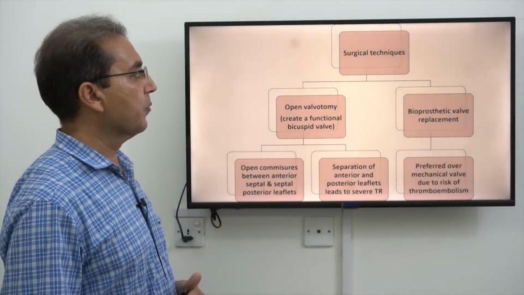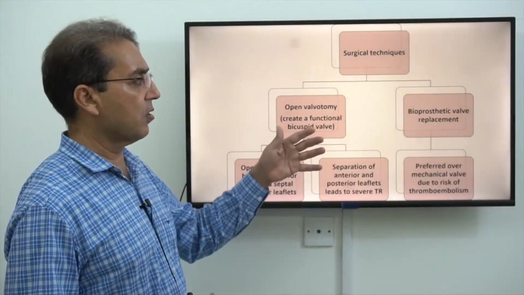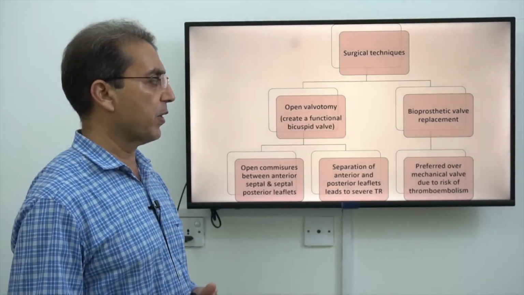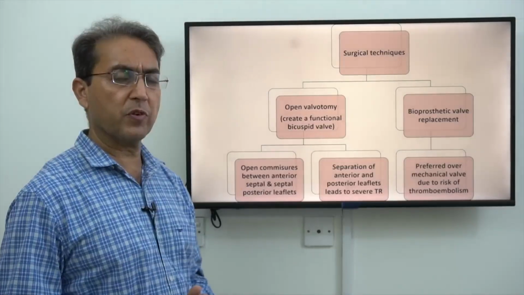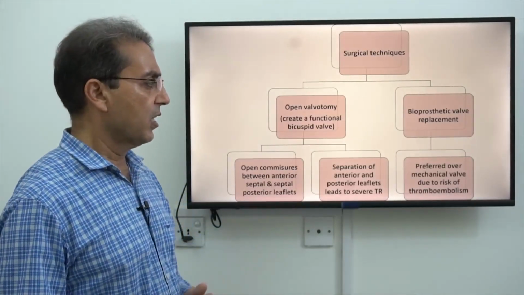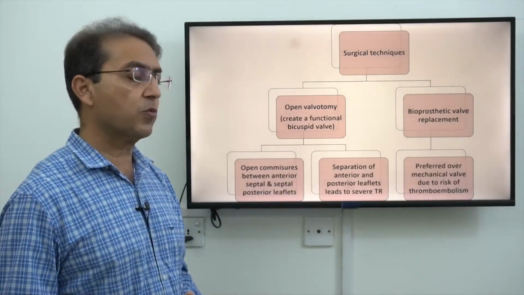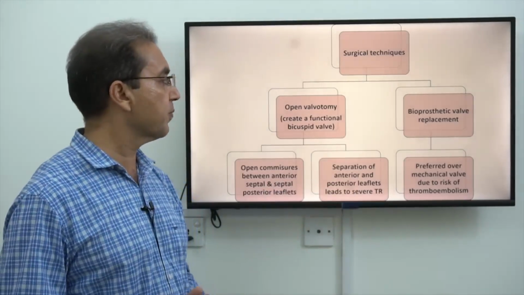Now the surgical treatments are of two types. The most favored nowadays is valve replacement. A bioprosthetic valve can be placed. This valve is usually preferred over a mechanical valve because of the risk of thromboembolism. But the life of the metallic valves is more than the life of the bioprosthetic valves.